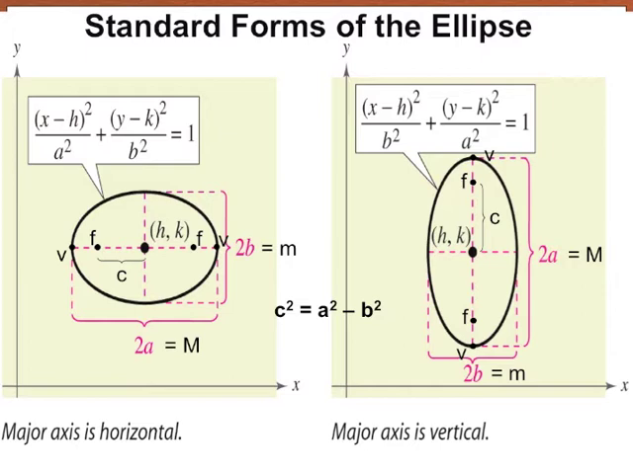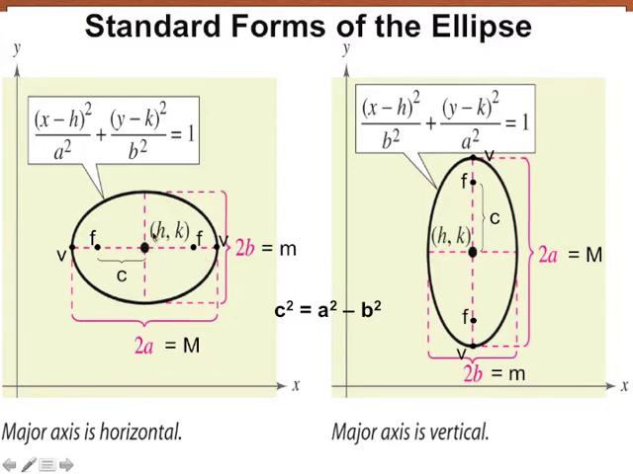So these are the standard forms of the ellipse. On the left side of the screen we have standard form for a horizontal ellipse, and on the right we have the standard form for a vertical ellipse. Let's go through these elements. Right now I'm going to be looking at the horizontal ellipse. It's called horizontal because the major axis is horizontal.